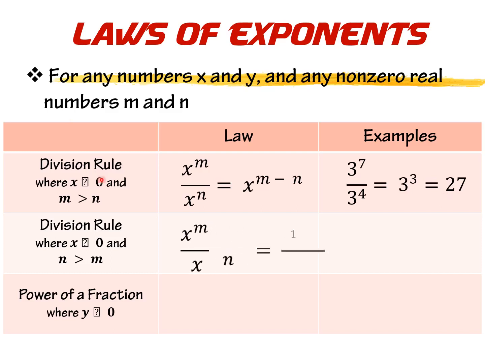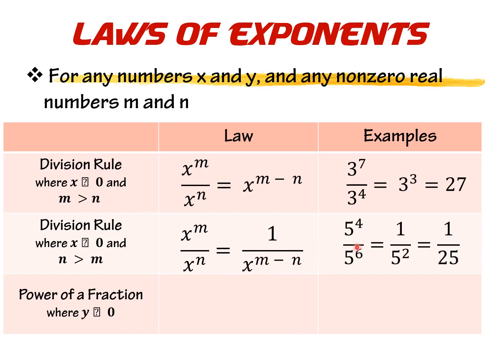Again, you can only subtract the exponents if they have the same base. Now, if the exponent in the denominator is greater than the exponent in the numerator, and x is not equal to 0, you will have 1 over x raised to n minus m. So for example, you have 5 to the 4th divided by 5 to the 6th, so the exponent in the denominator is higher. Copy the base, and 6 minus 4 will give us 1 over 5 squared. And then we simplify this, so you will have 1 over 25. We only do this if the exponent in the denominator is higher than the exponent in the numerator.